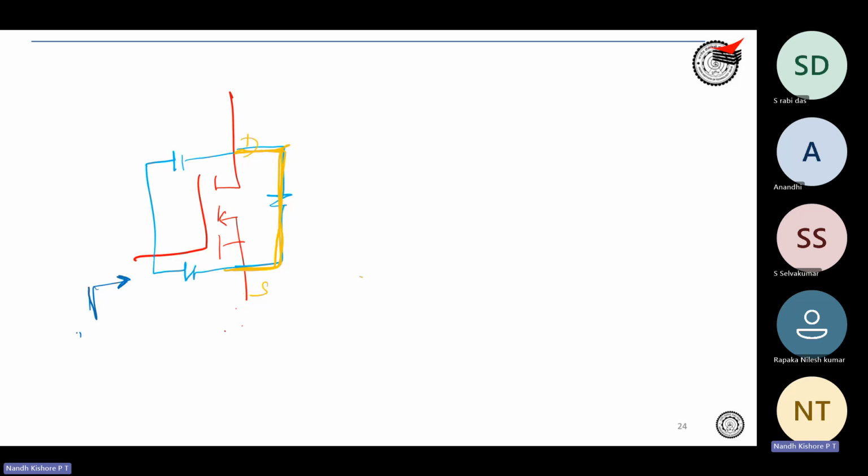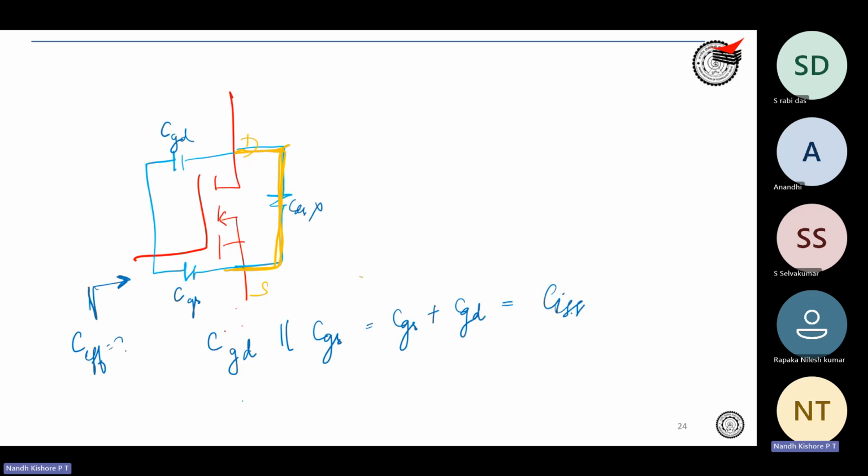Okay. So what is the effective capacitance C effective? Now drain and source are kind of shorted. So this is CGD, this is CGS. CDS is out of the equation because drain and source are shorted. So drain and source are one point effectively right now. Therefore, CGD comes in parallel with CGS, which means they add up. So CGS plus CGD, which is nothing but your CISS, the input side effective capacitance.